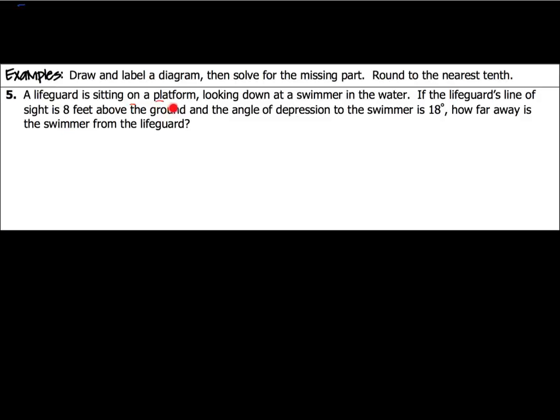A lifeguard is sitting on a platform, looking down at a swimmer in the water. If the lifeguard's line of sight is 8 feet above the ground, and the angle of depression to the swimmer is 18 degrees, how far away is the swimmer from the lifeguard?